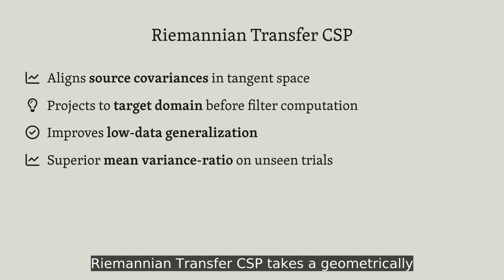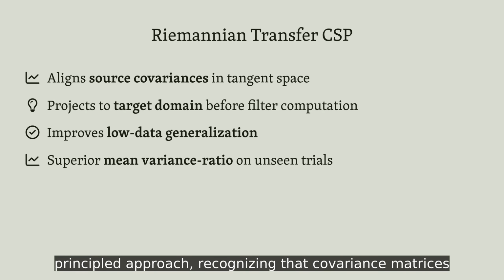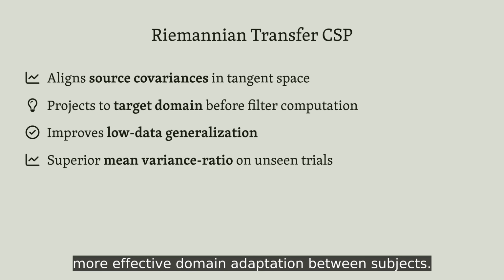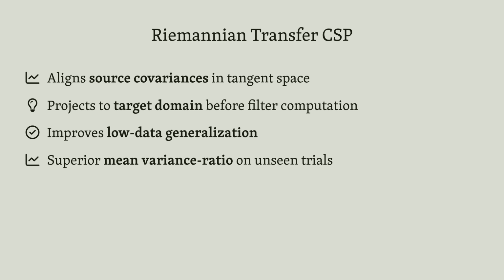Riemannian transfer CSP takes a geometrically principled approach, recognizing that covariance matrices live on a curved manifold rather than flat Euclidean space. By working in the tangent space, it achieves more effective domain adaptation between subjects.